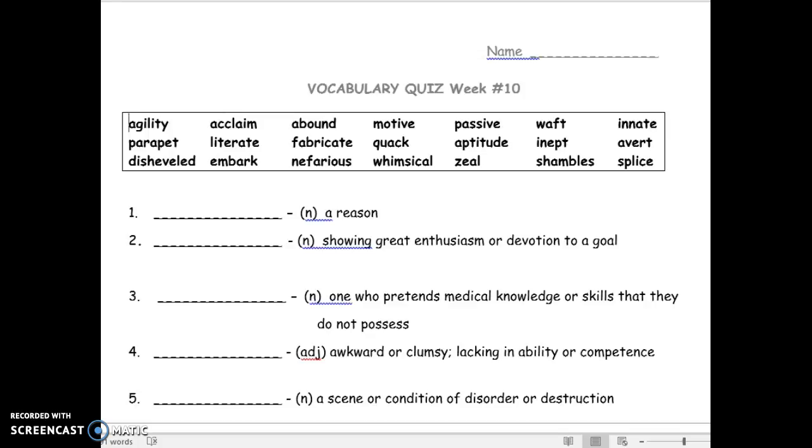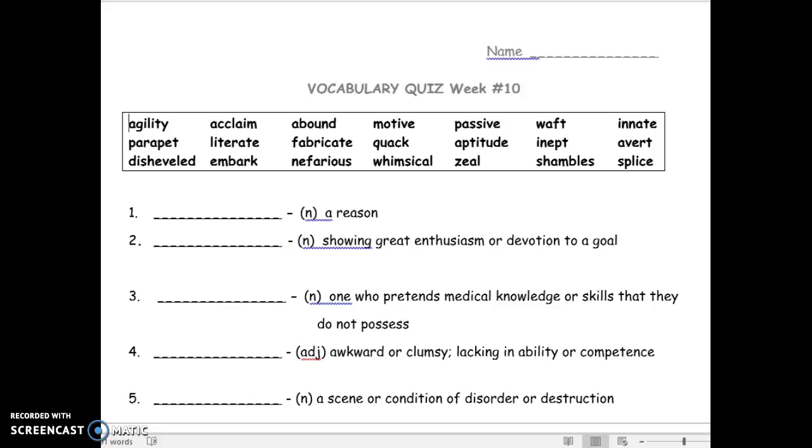In column 1, disheveled. In column 2, literate and embark. Skip to column 4, motive and quack. In column 5, zeal. In column 6, waft, inept, and shambles. And in column 7, splat.